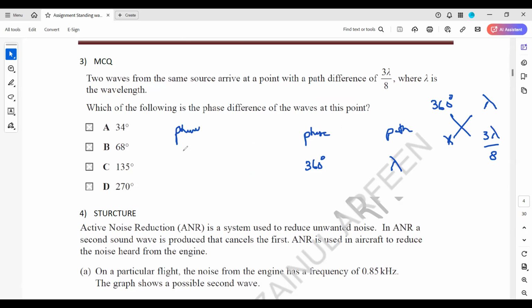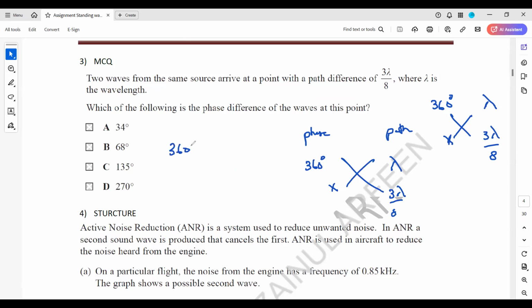Because when we have a phase difference of 360, it means the path difference is lambda. Same idea, for example, when you have a phase difference of 180, what will be the path difference? Path difference will be lambda by 2, half a wavelength. So if we have a phase difference of 360, the path difference will be lambda. If we have a path difference of 3 lambda by 8, the phase difference will be x, cross multiply.